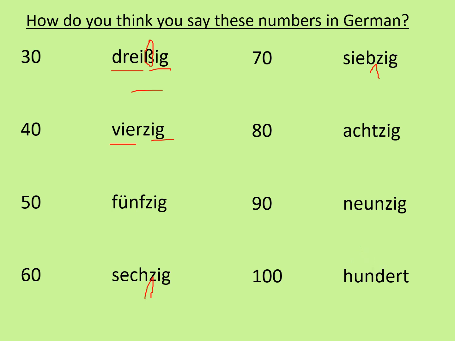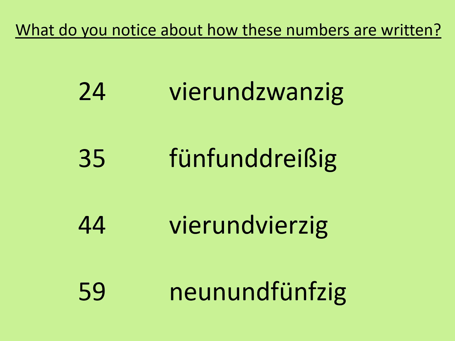Okay, moving on from this. This is all quite easy. It will be a little bit more challenging. Right, I've written some different numbers now, ones that aren't multiples of 10. 24, 35, 44, 59. Just have a look and think about how they are written in German. What can you see that's different how you would write those in English?